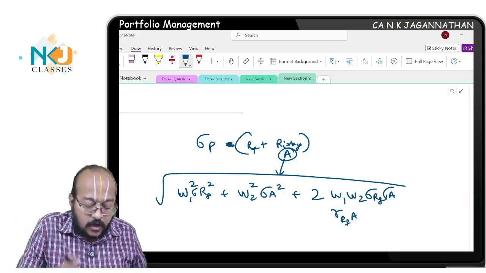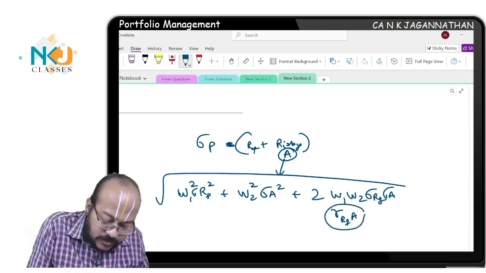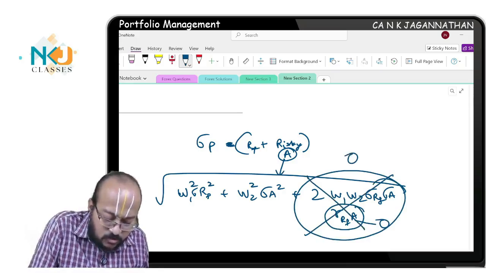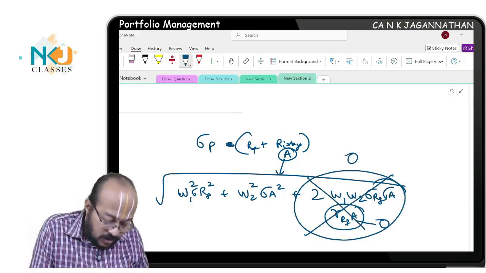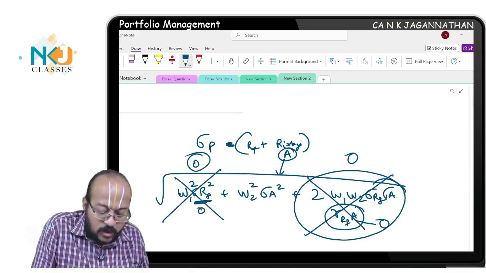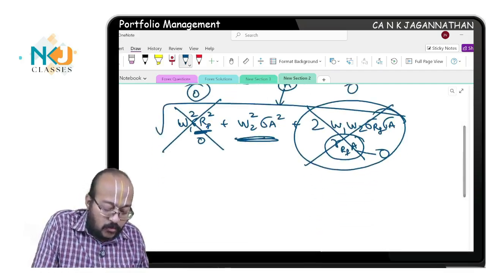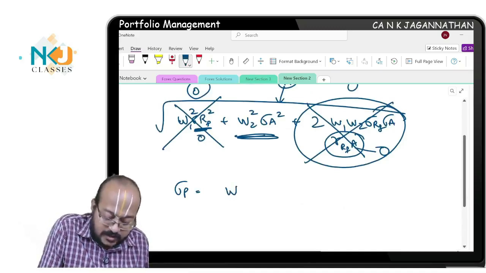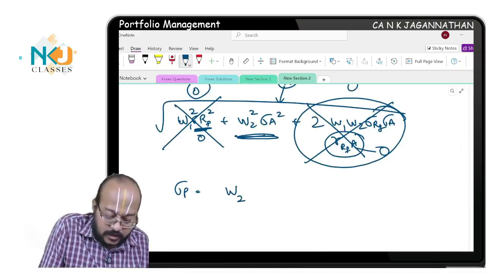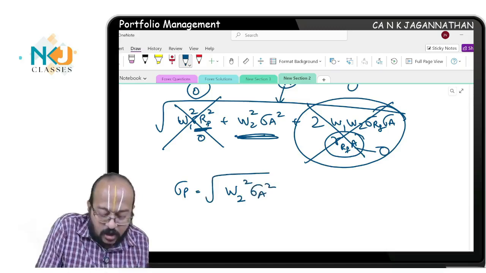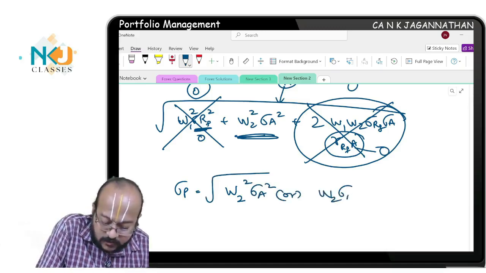The portfolio risk formula. Now, I already told you the correlation between the risk-free asset and A is 0, which means the entire term becomes 0, irrelevant. Agreed? In the same way, sigma RF is also 0, so that term will also be 0, and simply the portfolio risk formula will be nothing but the square root of weight 2 square sigma A square, or the standard deviation is nothing but weight 2 sigma A.